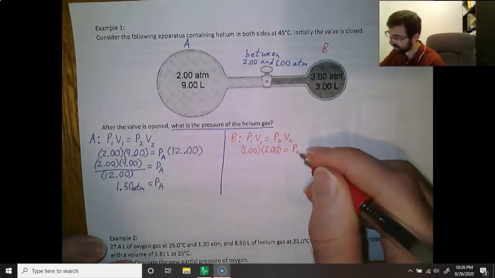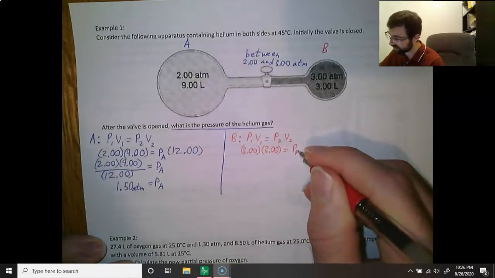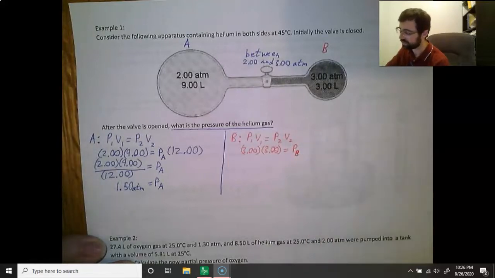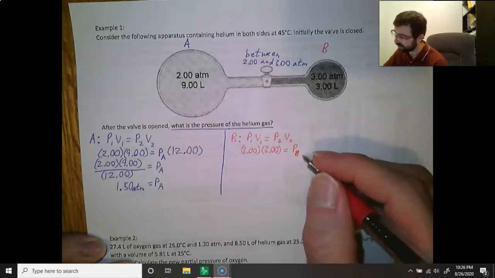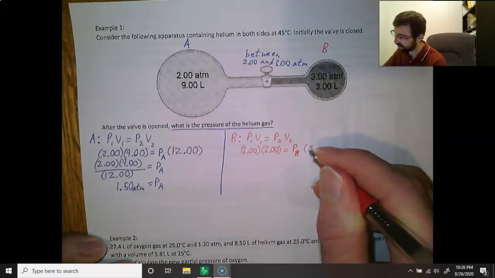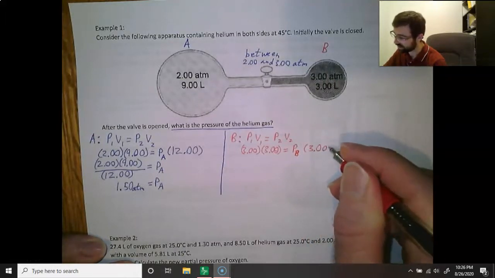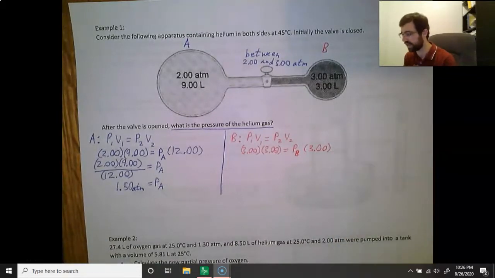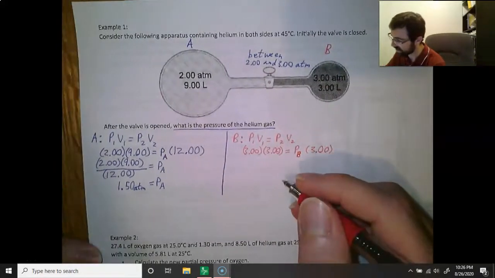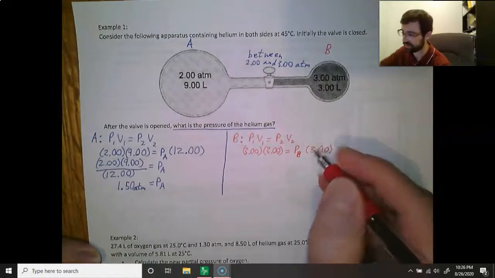I'm going to call this PB, not peanut butter. I'm just calling it PB because it's the pressure of container B, multiplied by the new volume, 12.00 liters. So it's the new pressure of gas B. Again, I'm sorry, not 3.00 liters.